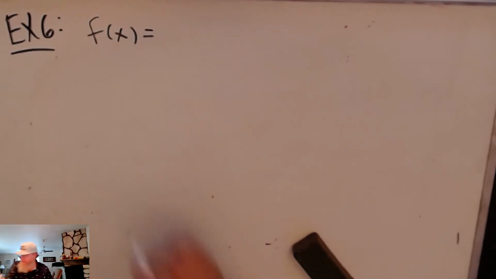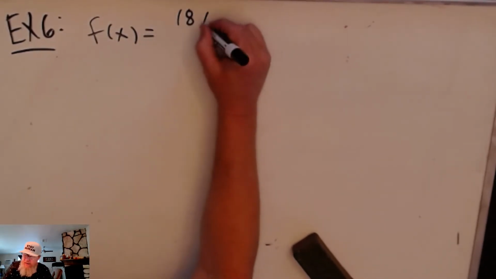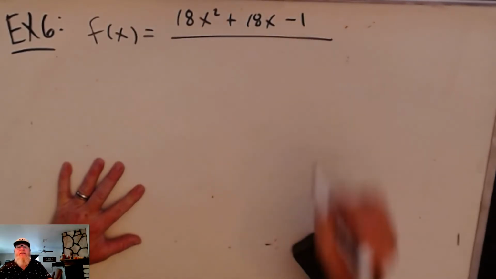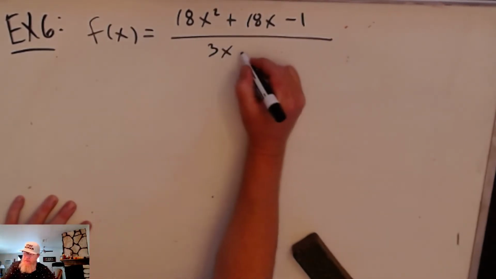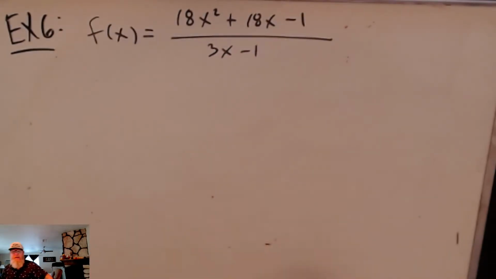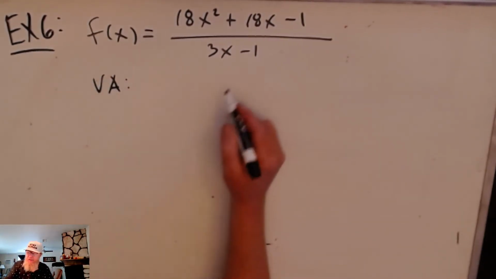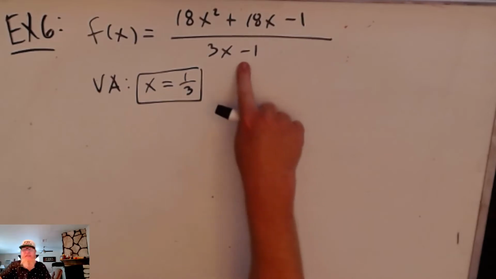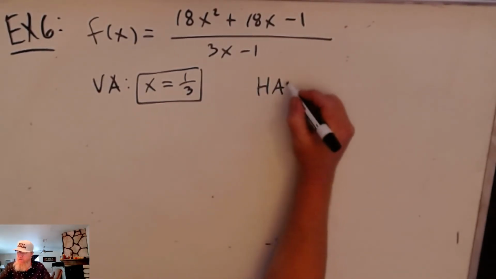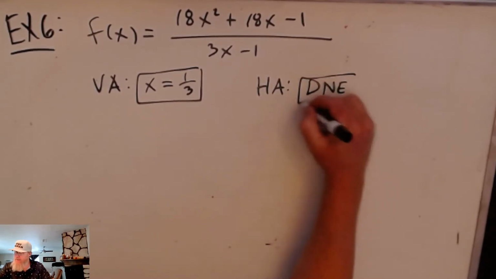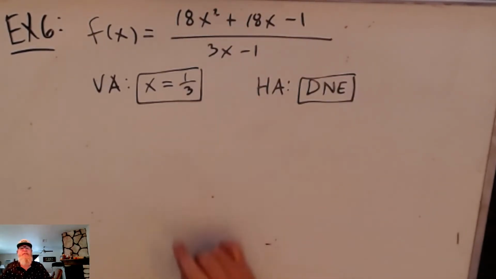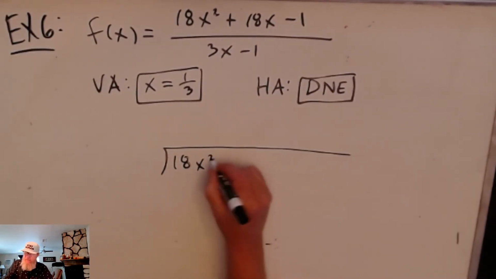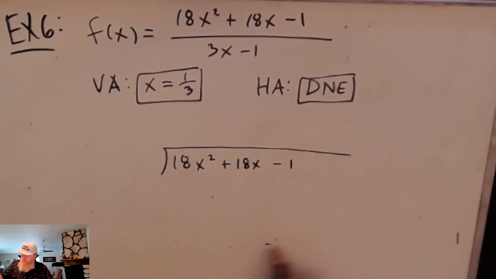Okay, so we've got a function that is 18x squared plus 18x minus 1 over 3x minus 1. All right, let's do the VA first. The VA, we look at the denominator. Set the denominator equal to 0. X is equal to 1/3. Horizontal asymptote does not exist because the numerator has a larger degree than the denominator. So to find the slant, we divide. We can ignore the remainder.